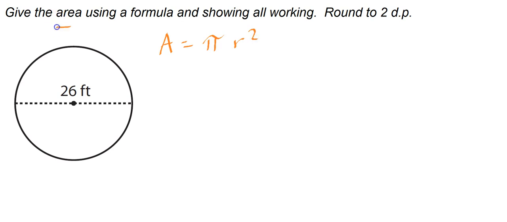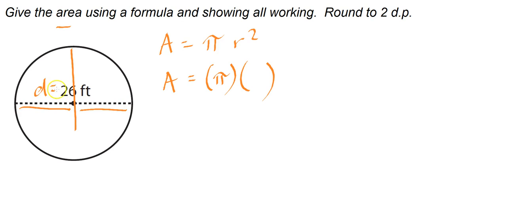For this one, we have area equals pi r squared. Now, because we're looking for the area of a circle, we always use the same formula. And next line of working is that. Now we have to find the radius. So here we're given the diameter. So diameter equals 26.